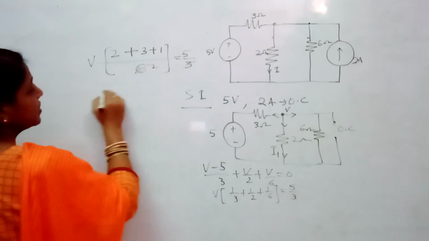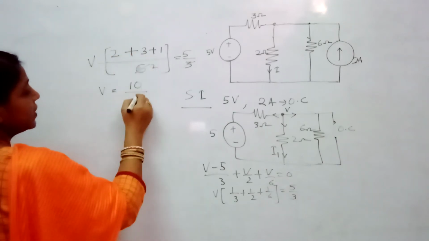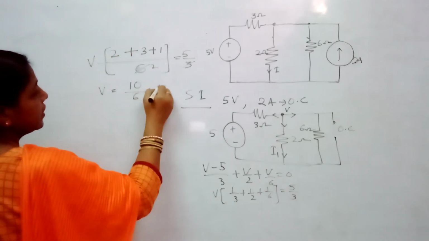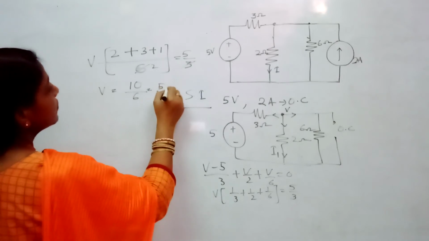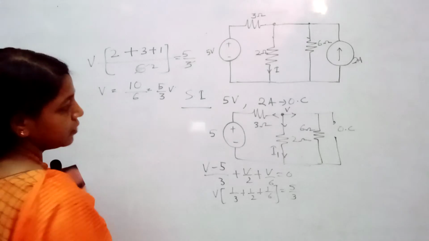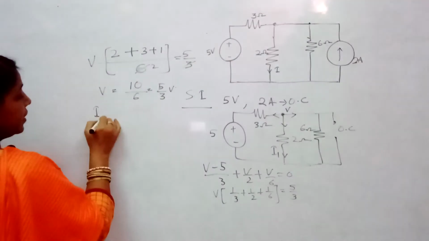So 6 and 6 cancel. Now V equal to 5 by 3 volt. But what is your target? You want current across this. So what is my current across 2 ohms?